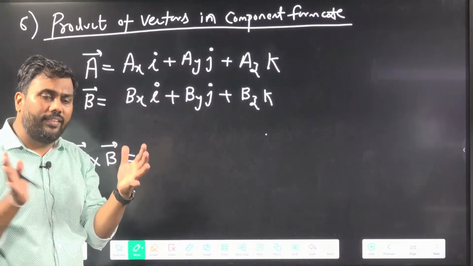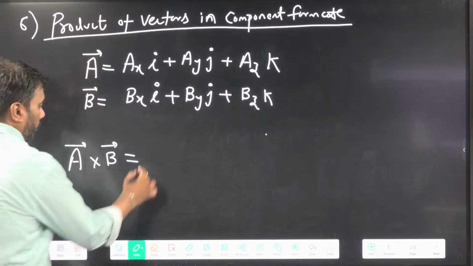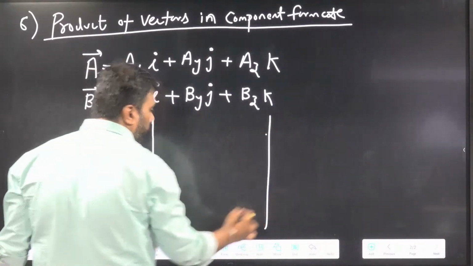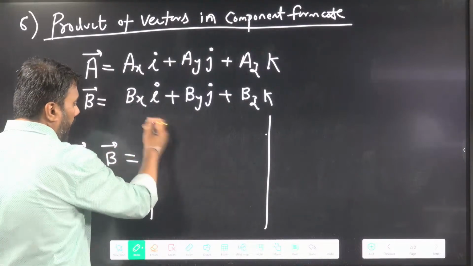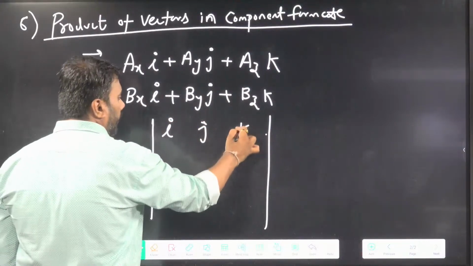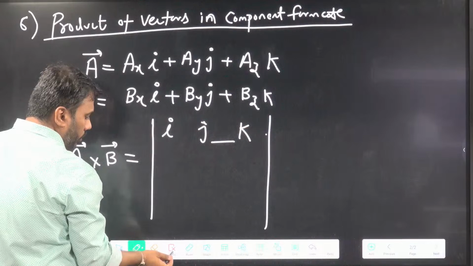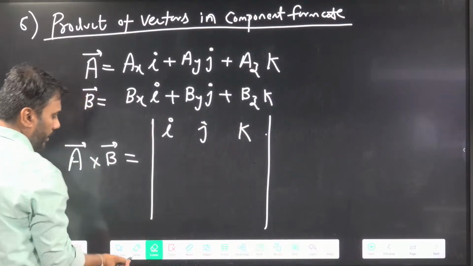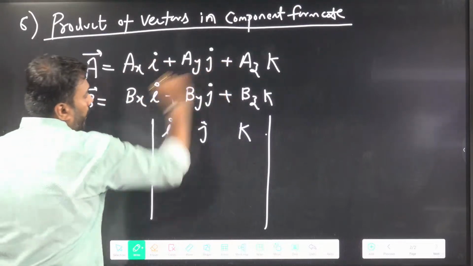So to make it very easy, we have devised a way to write the cross product in an easy format. To find the cross product, we will use this method. This is called a determinant. Write two parallel lines and write i, j, k in the first row. This is called a row. So we are drawing the first row of the determinant. The first vector is A.